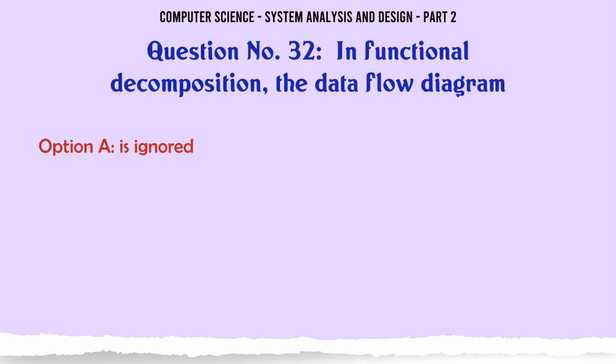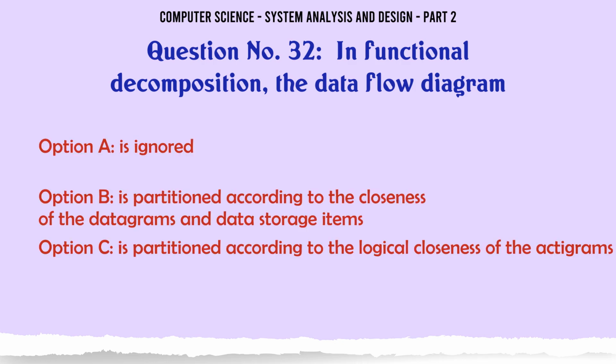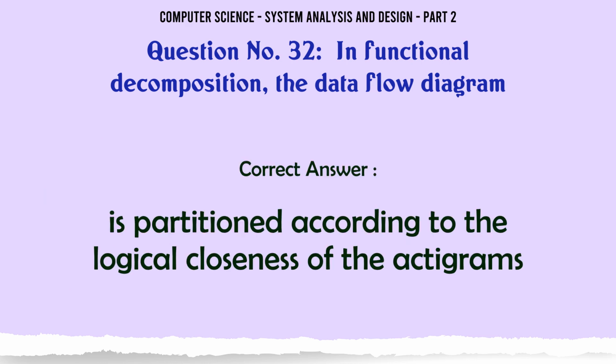In functional decomposition, the data flow diagram A. is ignored, B. is partitioned according to the closeness of the datagrams and data storage items, C. is partitioned according to the logical closeness of the actigrams, D. both A and C. The correct answer is partitioned according to the logical closeness of the actigrams.